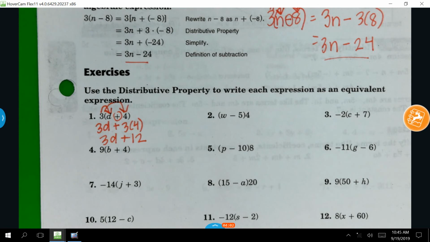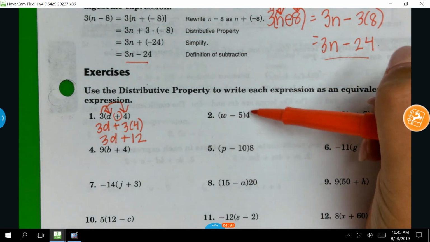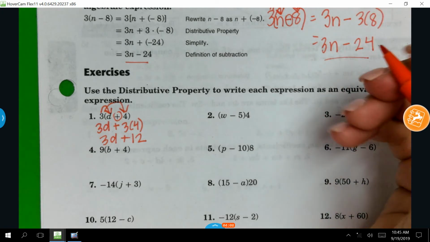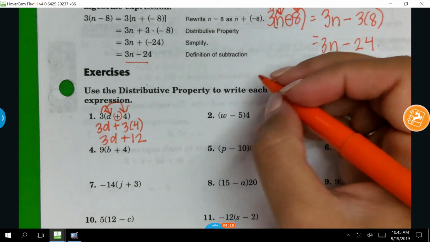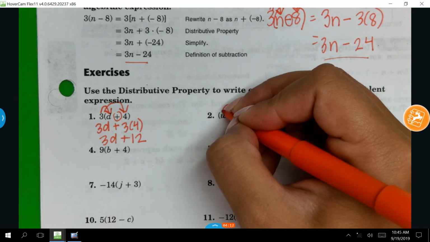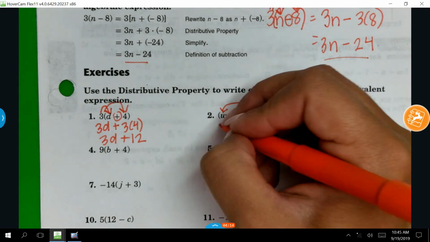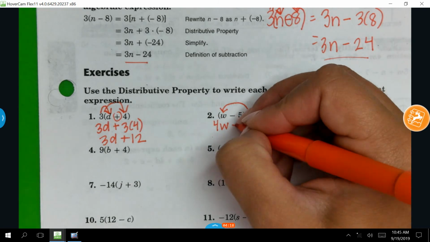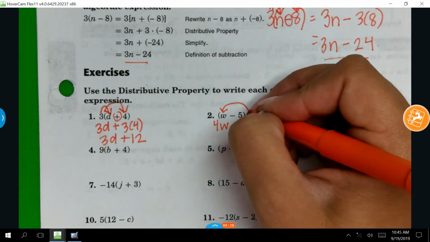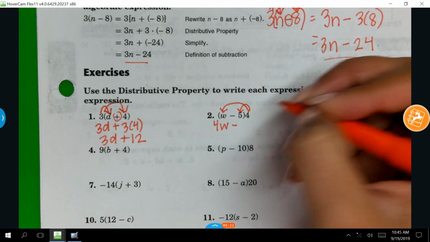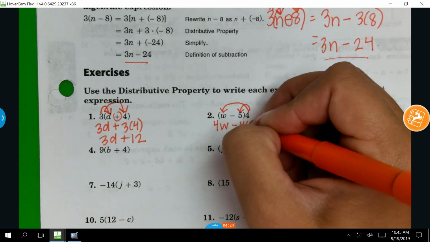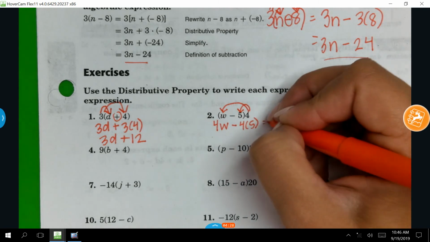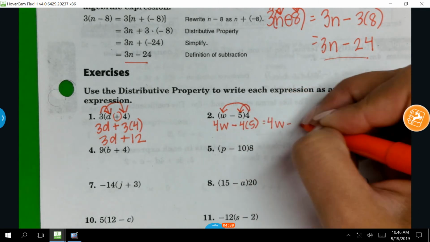Alright, number 2, I've got my parentheses first and my 4 last. Does it change anything? No. Yeah, you're still keeping it the same. I'm going to multiply my 4 times the w first. So that means I have 4 times w. I'm going to keep my subtraction sign. And then I'm going to multiply 4 times 5. So what do I get? 4w minus what? 20.